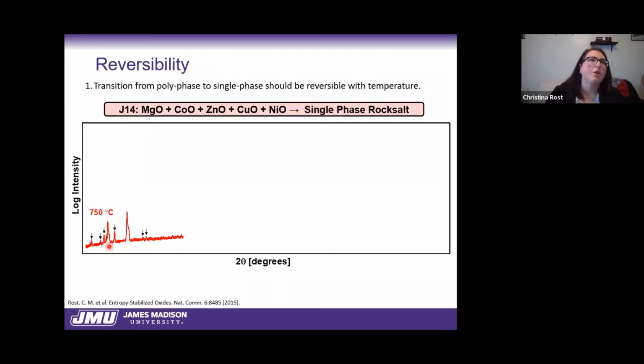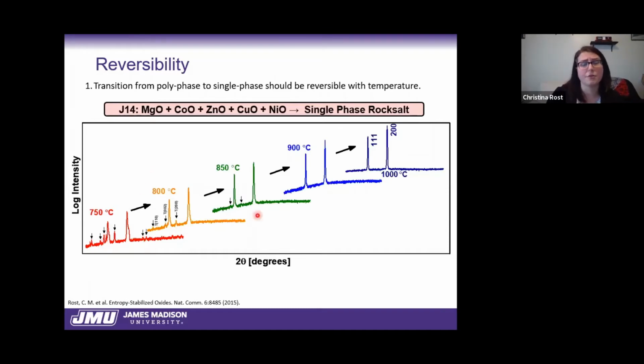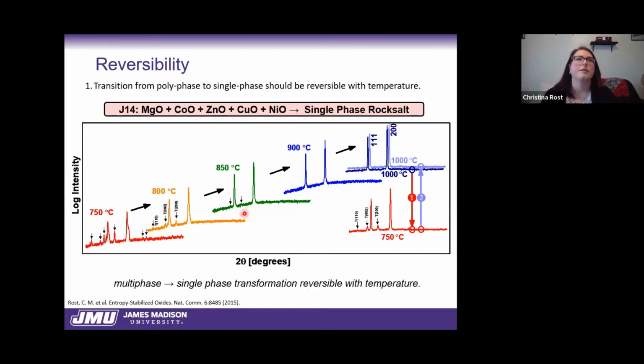So at 750 C, we have rock salts, spinels, tenorites, all kinds of different phases happening with our system. As we increase the temperature, we can see that the secondary phases collapse into what we consider a single phase rock salt structure at about 1000 degrees Celsius. Once we figured that out, we just lowered the temperature back to 750, and we can see that a secondary phase precipitates out of our rock salt, which happens to be a tenorite, okay? So basically copper oxide based. So we can see, there it is, that the multi-phase to single phase transformation is in fact reversible with temperature.